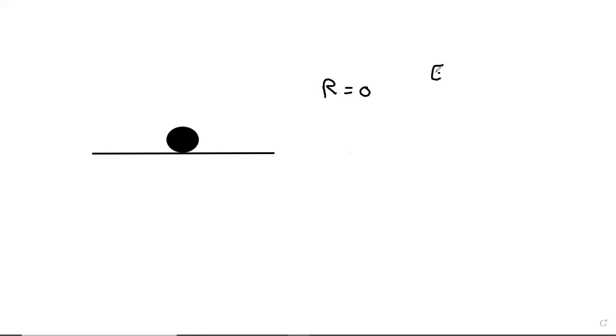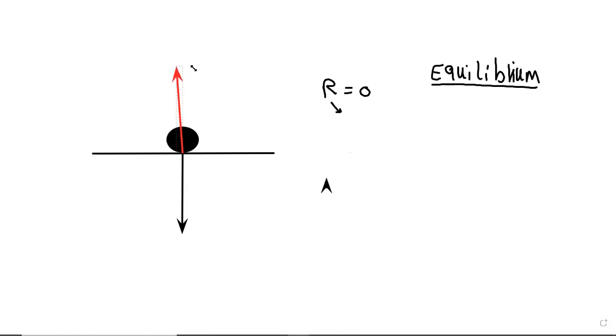So what is the meaning of equilibrium? Equilibrium means the resultant force equals zero. As you see here, what are the forces that act on this sphere? We have the weight, and the weight of the sphere works downwards. And also we have the reaction, the reaction of the smooth horizontal plane, and the reaction works upwards.